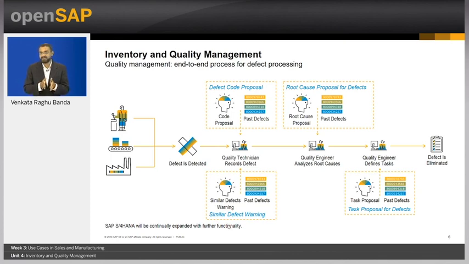Once these defects are identified, now you go to the next level for a quality engineer. As a quality technician, you record the defect, but as a quality engineer, you analyze the root causes. So, here again, like I have explained earlier, there are quite a lot of different things the quality engineer can focus his efforts on, if ML can propose root cause proposals of a particular defect or task proposals for these defects.